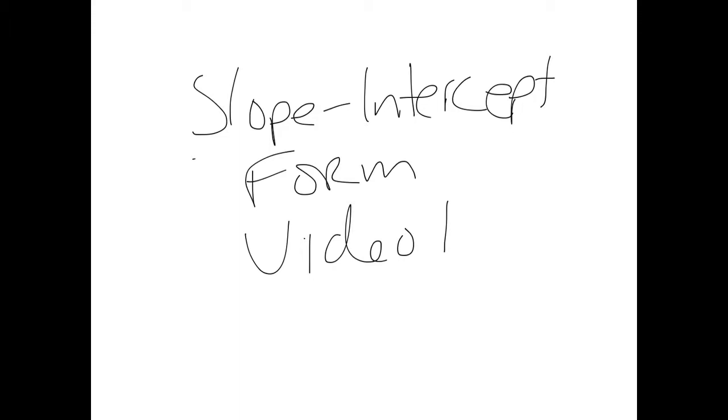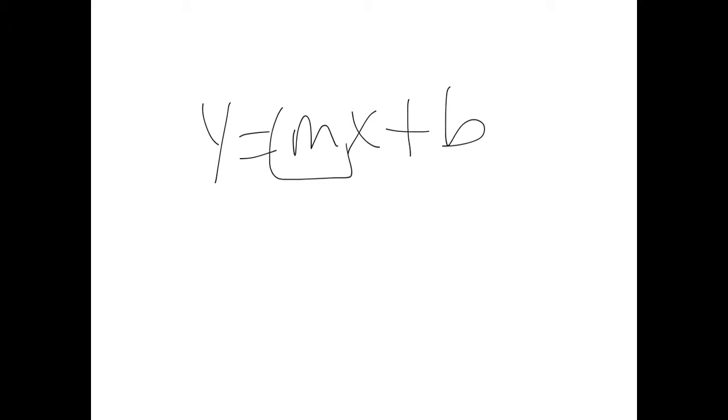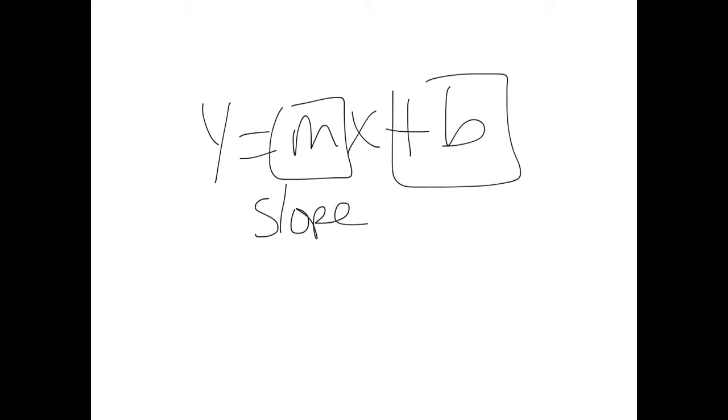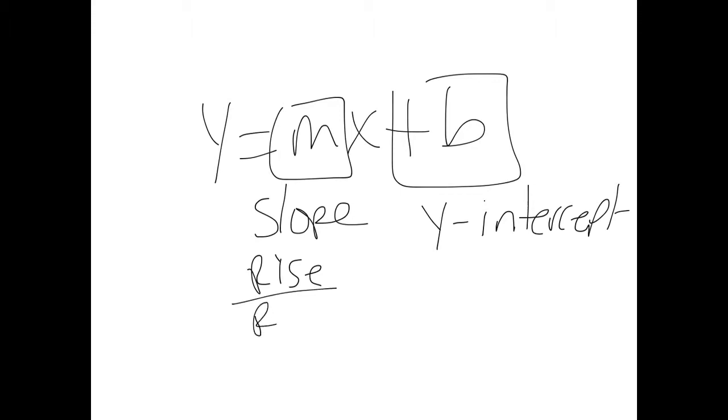We're going to talk about slope and intercept and then slope-intercept form. Slope-intercept form is y equals mx plus b, and this is the form we've done a lot with all throughout the year. M is our slope and b is our y-intercept. Slope is rise over run or rate of change.